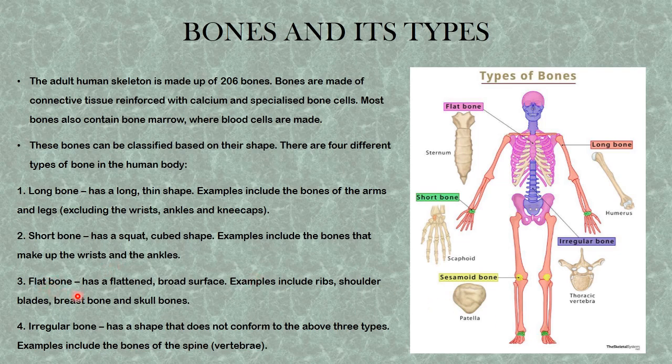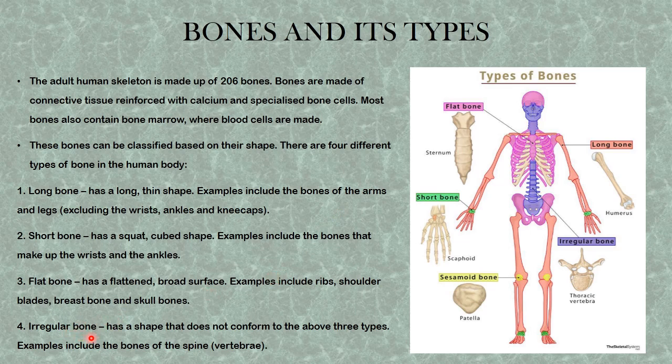Number 3, we have the flat bone, which has a flattened broad surface. Examples include the ribs, shoulder blades, breastbone, and the skull bone. You can see right here, the purple colored bones are the flat bones. Examples are the sternum, the clavicle and the scapula, and the ribs, as you can see right here, and the bones of the skull, which make up the flat bones.